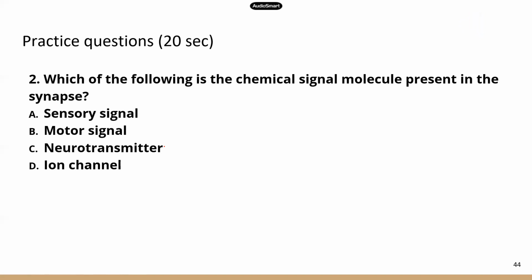Which of the following is the chemical signal molecule present in the synapse? So I mentioned that it's going to be the neurotransmitter, right? And that's because within a neuron, it's going to be electrical signal, right? Nerve impulses, electrical impulses. But between the two cells, between two neurons, there's a little bit of a gap in there, and you can't really transmit electricity through the gap. So the best way to communicate is through chemical signals, okay? And then we call those chemical signals neurotransmitters.